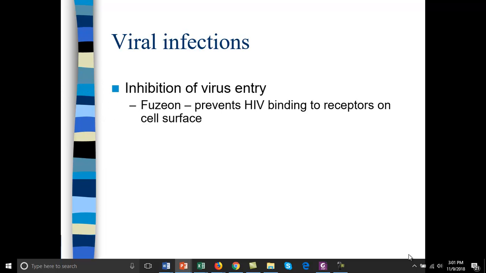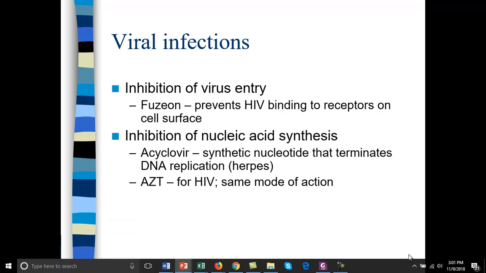In terms of viral infections, there are different ways that you can interrupt the life cycle of a virus, like inhibition of virus entry into the cell. Fusion inhibitors prevent HIV from binding to cell receptors on cell surfaces. You can inhibit nucleic acid synthesis like acyclovir, which is a synthetic nucleotide that terminates DNA replication. And AZT, which is used for HIV infections, has the same mode of action. It basically looks like thymine, but it does not allow the DNA to elongate. Okay, so the virus can no longer replicate.